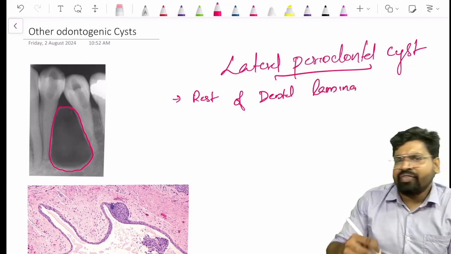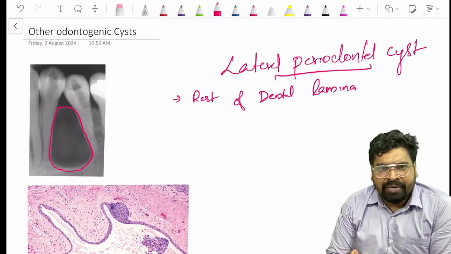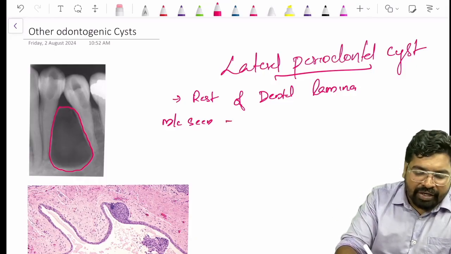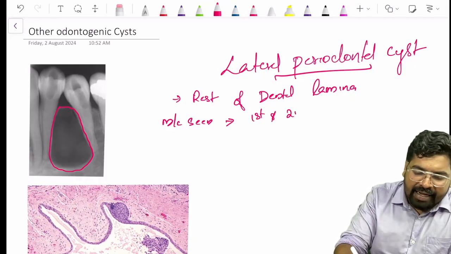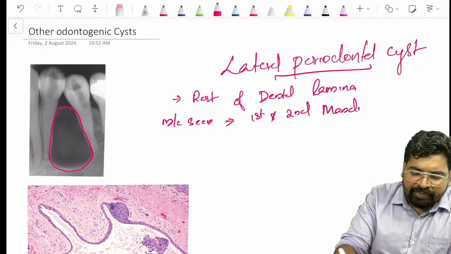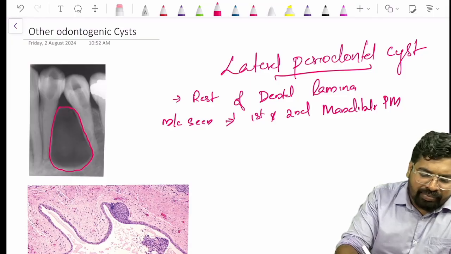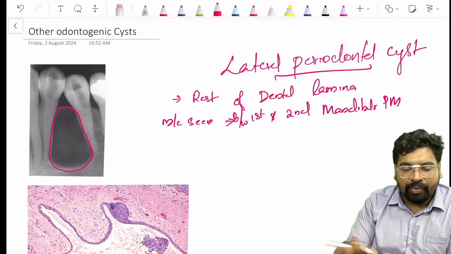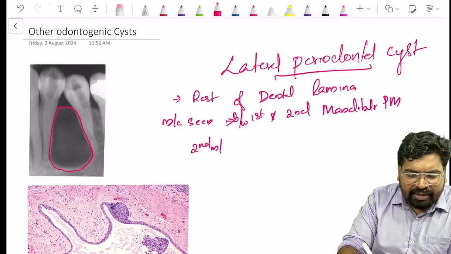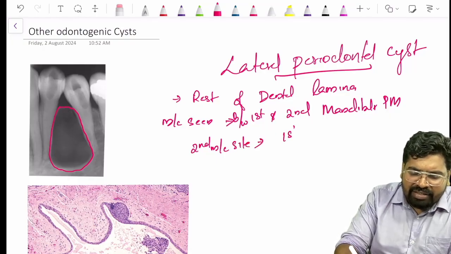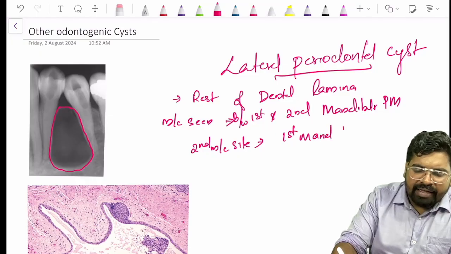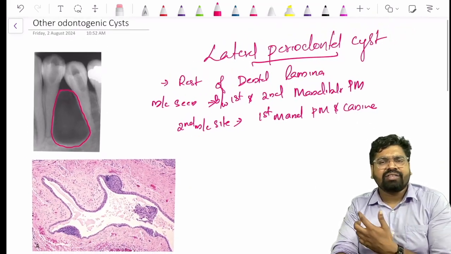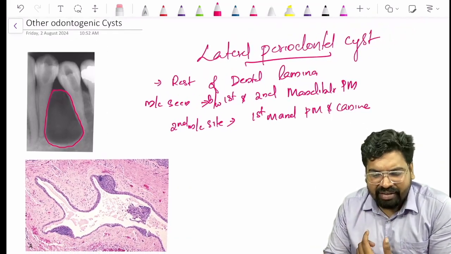And there is a very favorite site for this lateral periodontal cyst. It's most commonly seen between the roots of the first and second mandibular premolars. The second most common site is between the first mandibular premolar and the canine. So this is just the favorite site for the lateral periodontal cyst to occur.